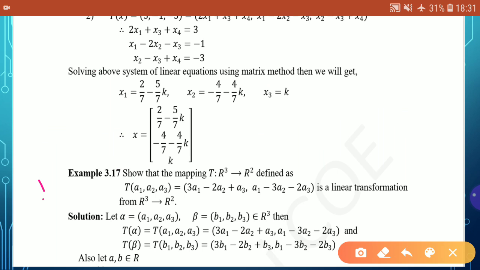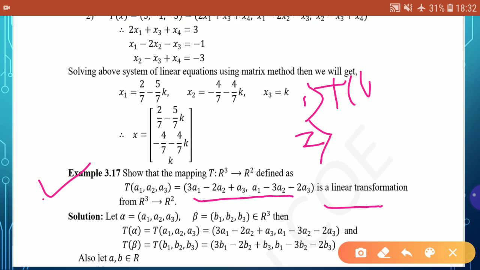In the next problem, we need to show that the given map T from R3 to R2, defined as T of (a1, a2, a3) equal to this definition of the map, is a linear transformation. Whenever you need to show that a map is linear, you need to verify the definition, which means the two conditions of the definition.